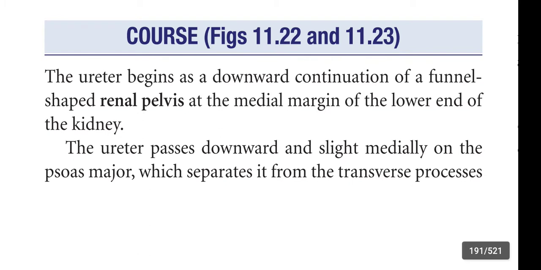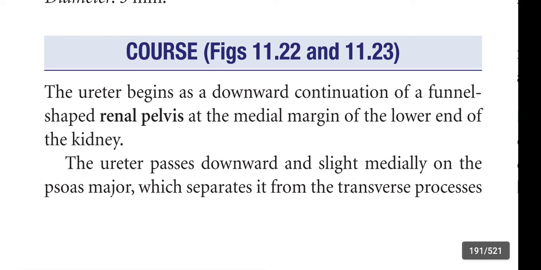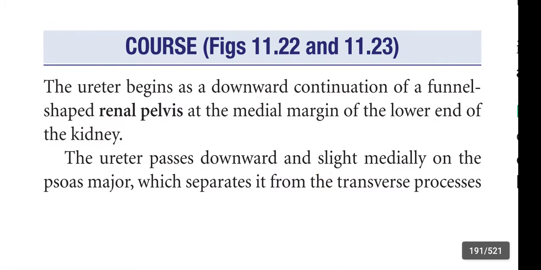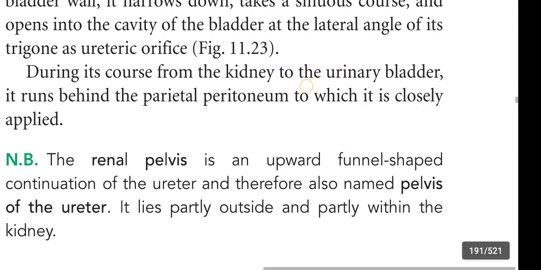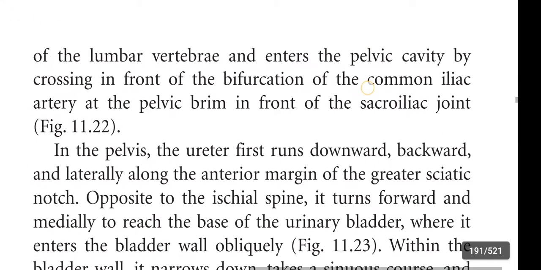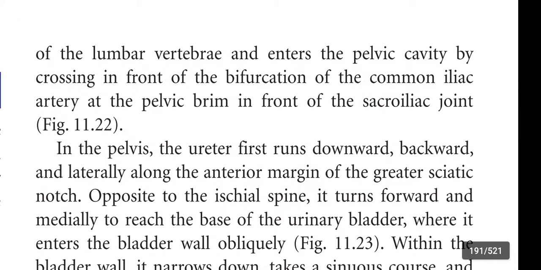The ureter passes downward and slightly medially on the psoas major, which separates it from the transverse process of the lumbar vertebrae, and enters the pelvic cavity by crossing in front of the bifurcation of the common iliac artery at the pelvic brim in front of the sacroiliac joint.